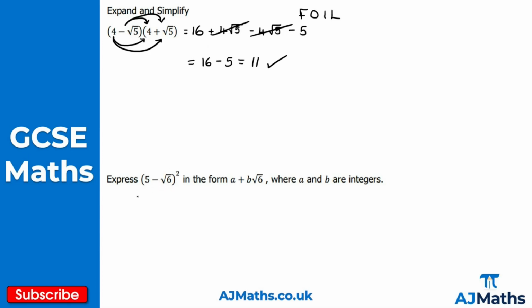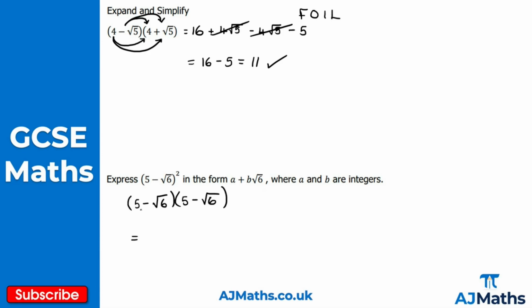So what I can do then is write that as a product of two brackets. What we're going to get here is 5 minus root 6 times 5 minus root 6, like so. Okay. And what I'm going to do now is just expand it again, just like we did for the very first question, and simplify, and we should get something in this form here.